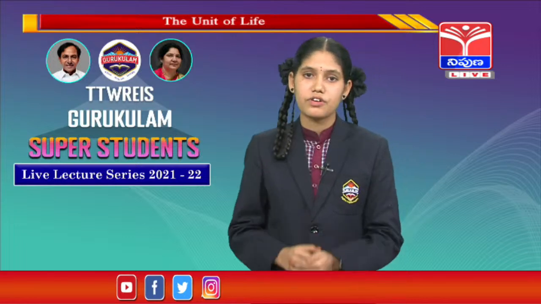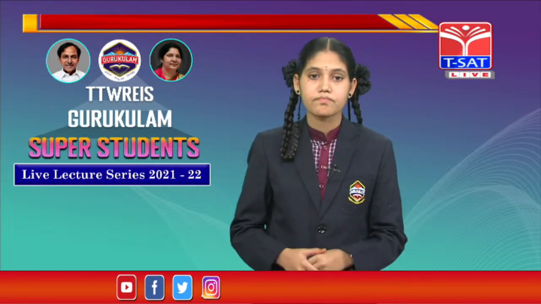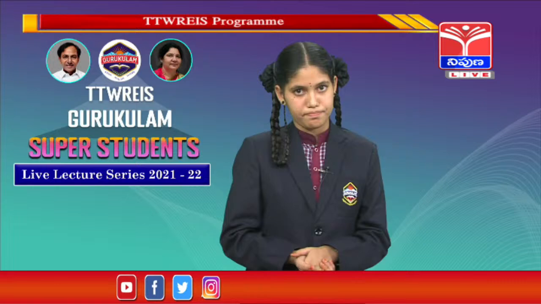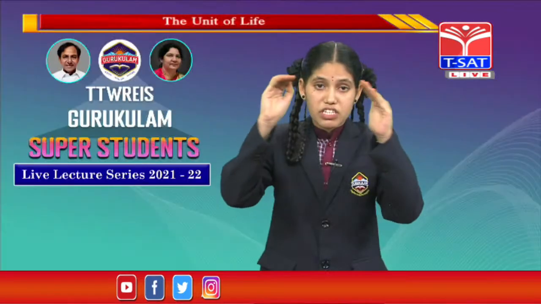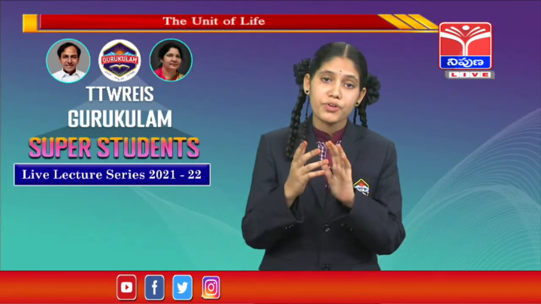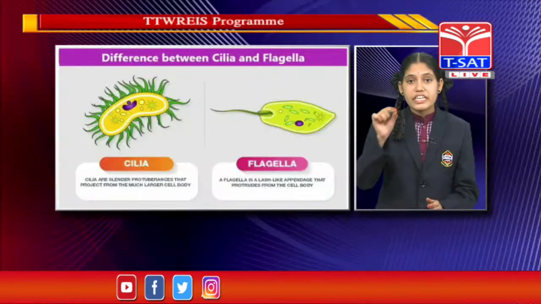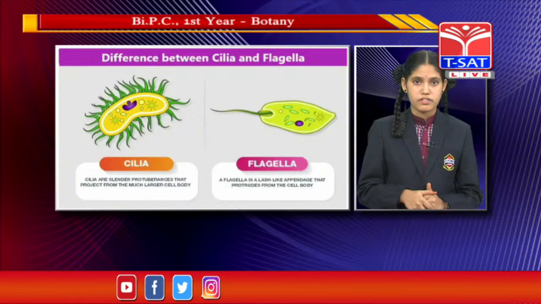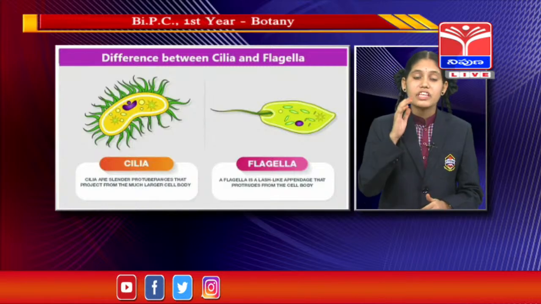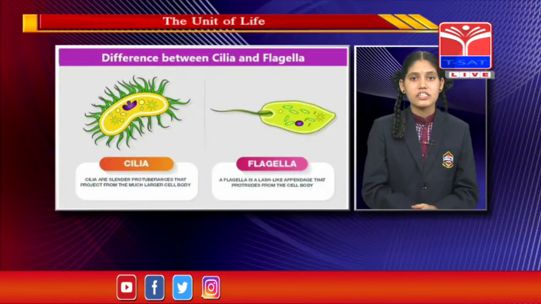The next cellular organelles are cilia and flagella. Cilia are hair-like structures present on the surface of eukaryotic cells. Cells which contain cilia we can call ciliates. The important role of cilia is movement.